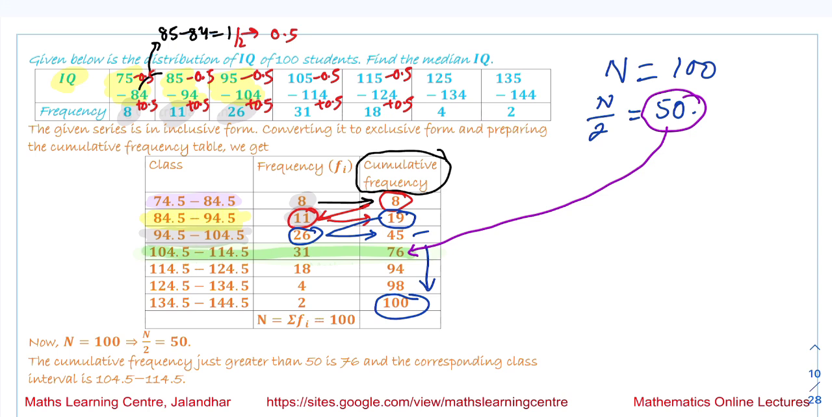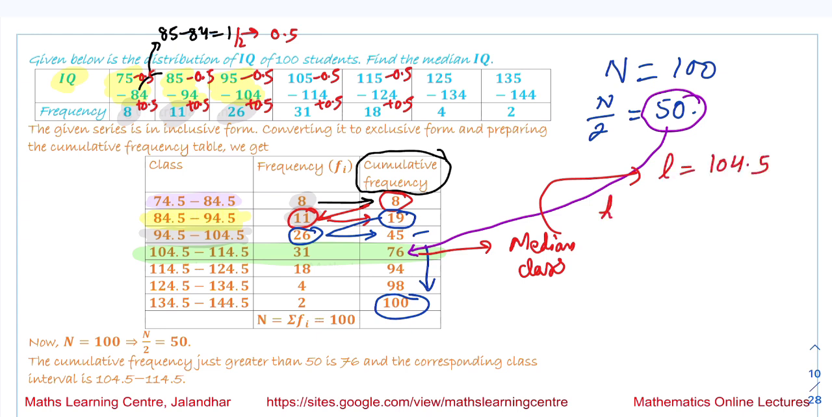So we are saying this is the median class. Corresponding to this median class, we obtain the value of L, which is 104.5. The value of H is 114.5 minus 104.5, and the answer is equal to 10. This is the value of H that we have.